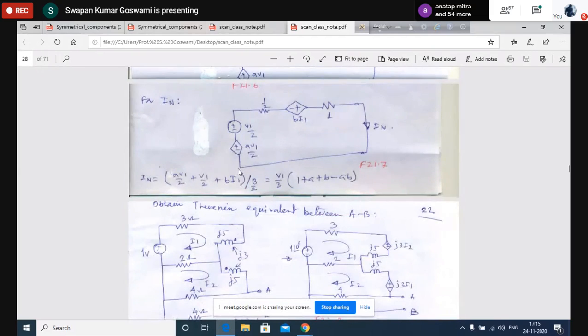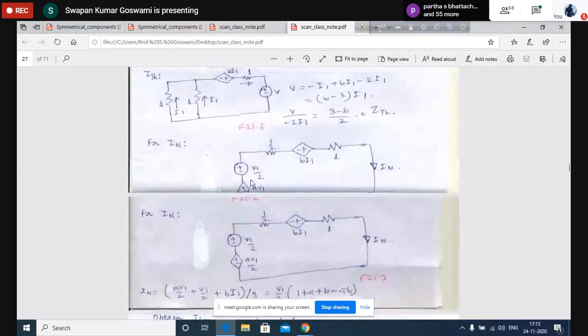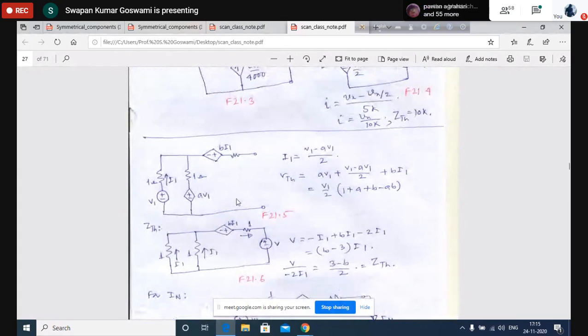Since source conversion has actually been discussed, we did the source conversion here. You may avoid this; rather what you can do, you can put the short circuit here, write a loop equation, write another loop equation, two loop equations will be written. Now from these two equations you can find out what is the current flowing through this short circuit. That also can be done.